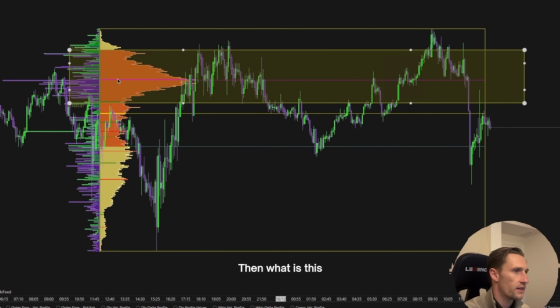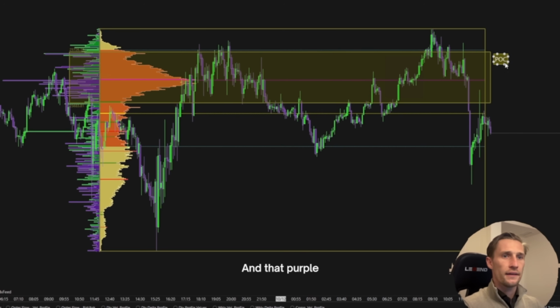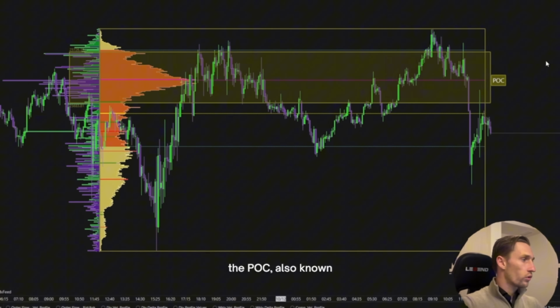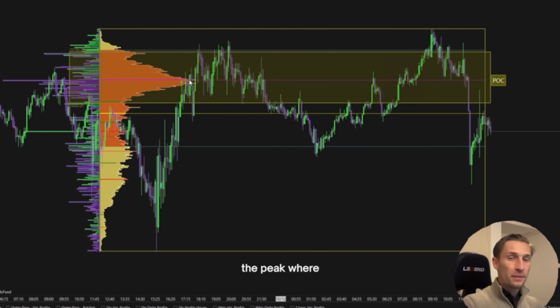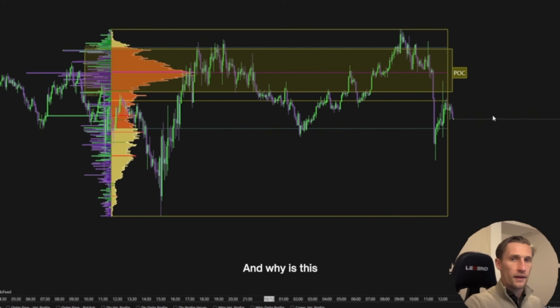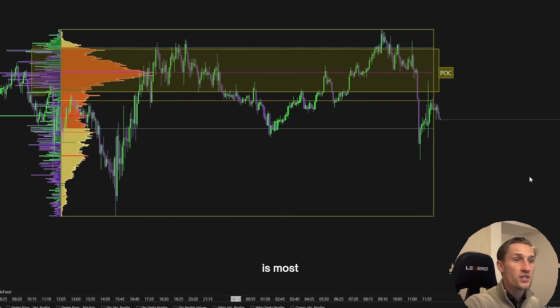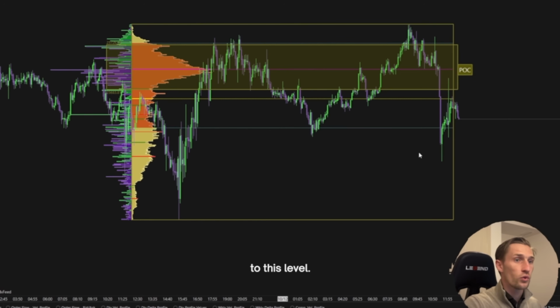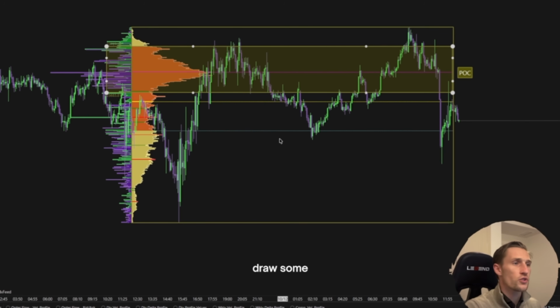Then what is this purple line? This purple line is something very important, and that purple line is called the POC, also known as the point of control. And this is the peak where most volume was transacted. And why is the point of control important? Well, this is the spot where most volume was traded, so price is most likely reacting to this level. So let's first draw some important levels in here.